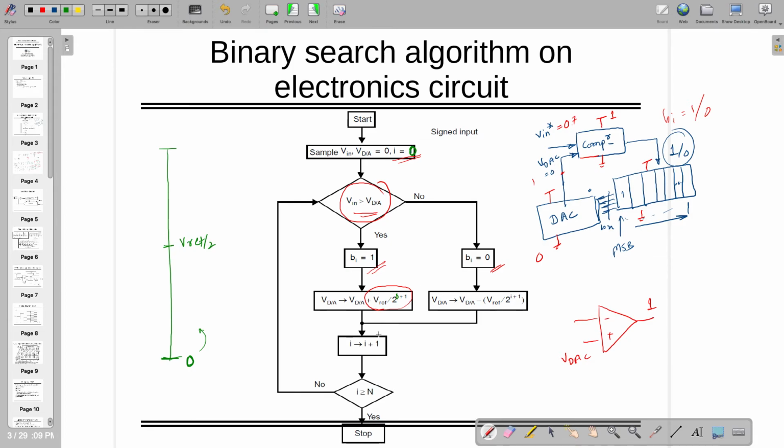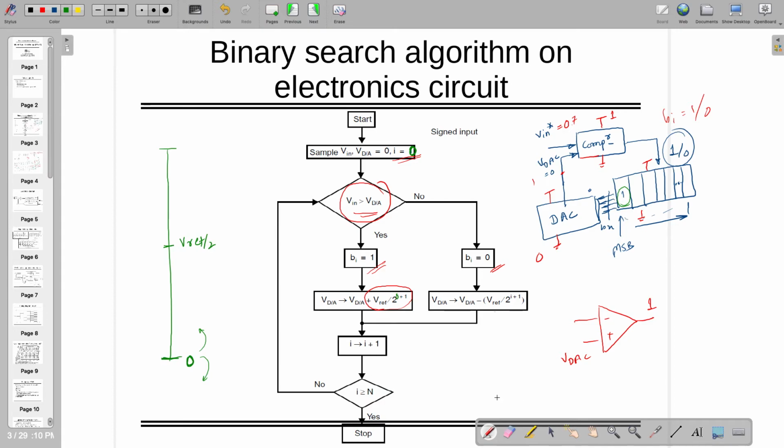But to make this, you need to make sure that accordingly all the bits will be generated. To make it Vref by 2, MSB is equal to 1 and the rest of the bits are 0, right? And if it is less than this, which is not going to happen at the first iteration, but if it is there, then it has to be minus Vref by 2.